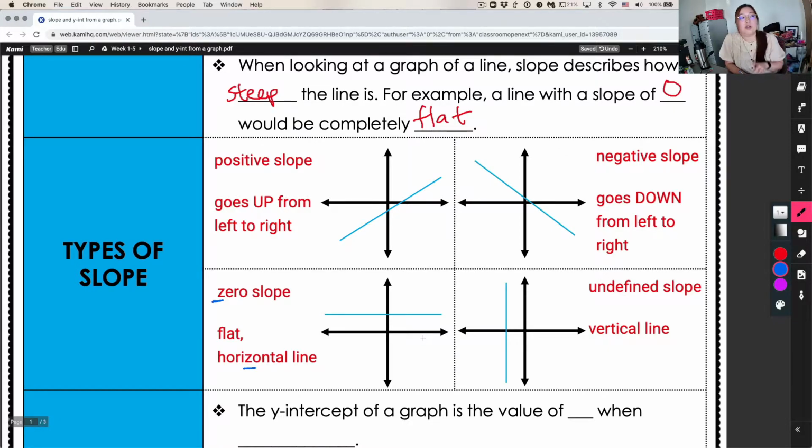Okay, so recap. Positive slope goes up from left to right. You trace it with your finger, it goes up, that's positive slope. If you trace the line from left to right and it goes down, that is a negative slope. If it's a flat horizontal line, that's zero slope. If it's a straight up and down vertical line, that is an undefined slope. Okay?